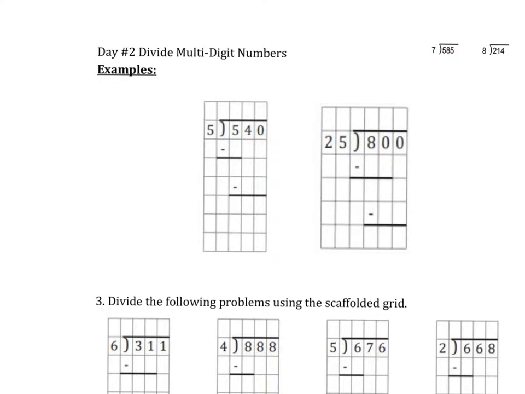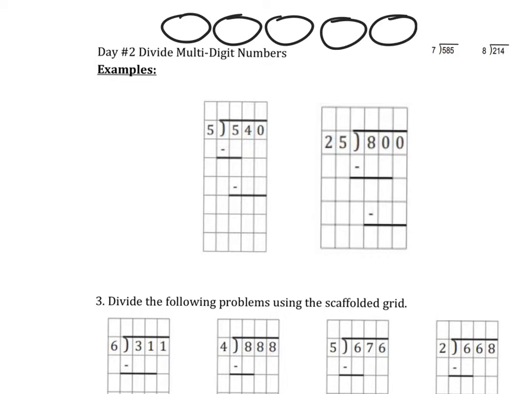First of all, the number in the house is the dividend. That's the number we're dividing up. We're dividing it into 5 equal groups. So if you think about that, if you had $540 and you had to divide it between 5 friends, 1 friend, 2, 3, 4, 5, how much would each friend get? Well, let's do the math here.